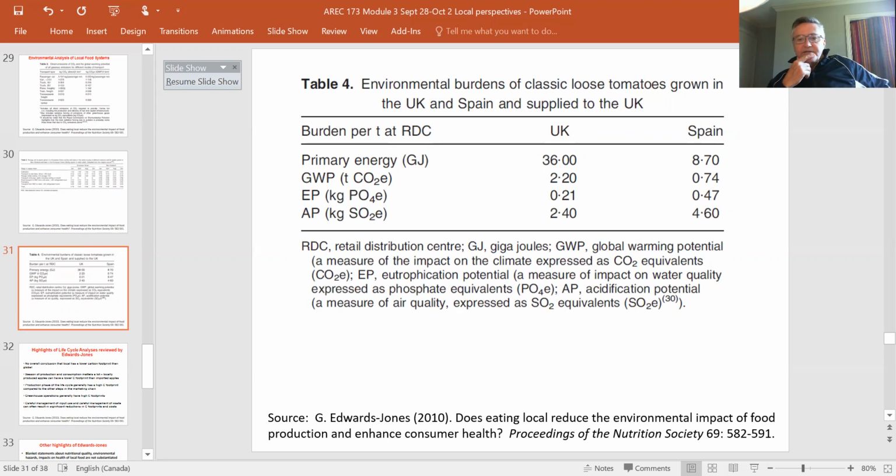So here's analysis of tomatoes. That was apples. This is tomatoes in the UK stores being sourced from the UK or from Spain. And you can see the primary energy is much, much lower in Spain. So is the global warming potential.